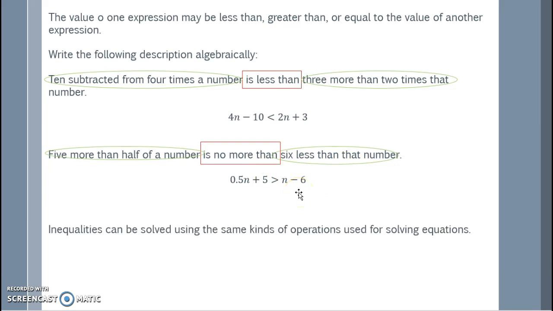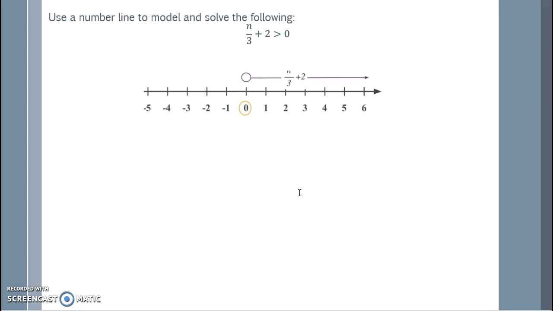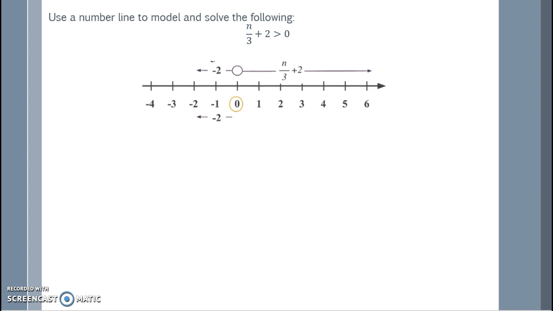Inequalities can be solved using the same kinds of operations used for solving equations. Use a number line to model and solve the following. So I have n over 3 plus 2 is greater than 0. So right now we have an open dot because we have a greater than or less than symbol. And currently it's greater than 0, so we want things that are bigger than. So then our next step would be to subtract 2.